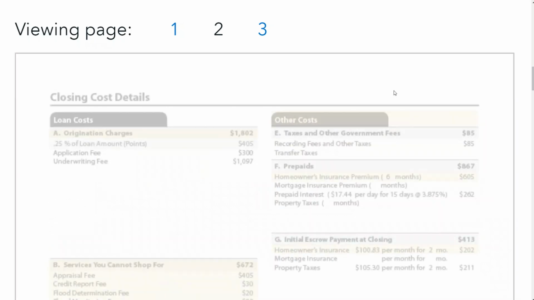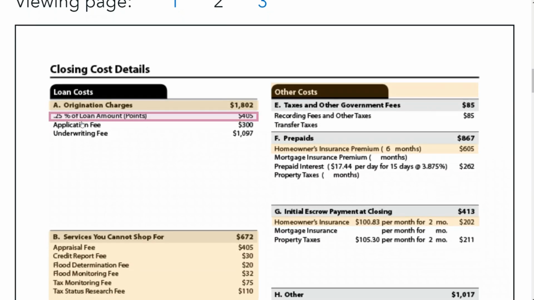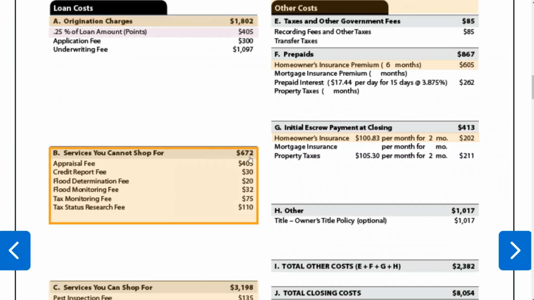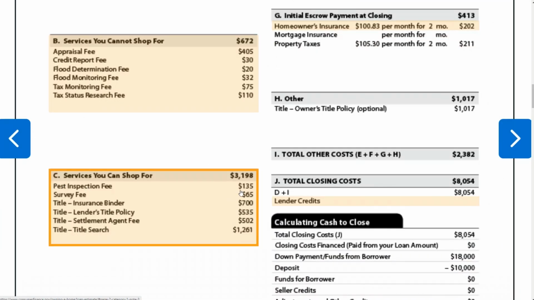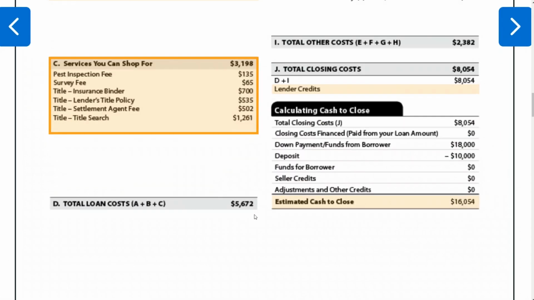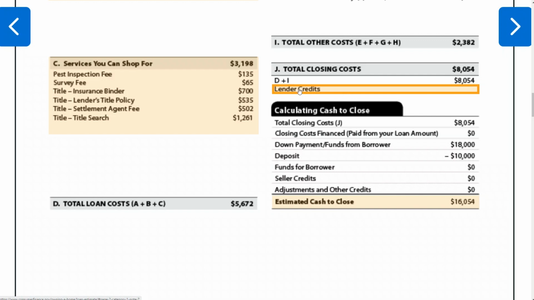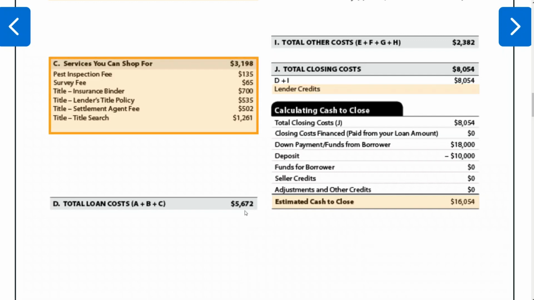On page 2, on the left side of the page, you see the loan cost here. Section A, these are all the lender's fees, 1802. Section B, these are some third-party fees. That's a subtotal, 672. Section C, these are more third-party fees, 3198. That's a total on there, 5,672. Look over here, see if there's any lender credits here. There's no lender credits, so that would be the total, 5,672.